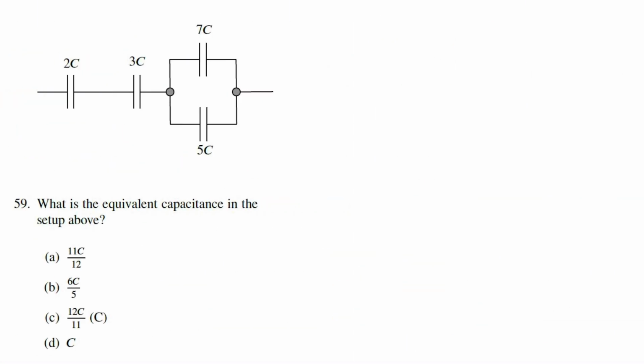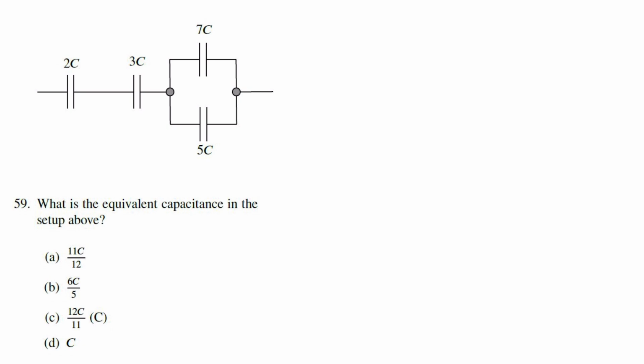So 59 is another pretty basic question. So just finding equivalent capacitance, but these types of questions are super common on the AP test. So capacitors are different from resistors. It's the opposite. So if they're in parallel, you add them together, and if they're in series, you take the reciprocals and sum them that way.